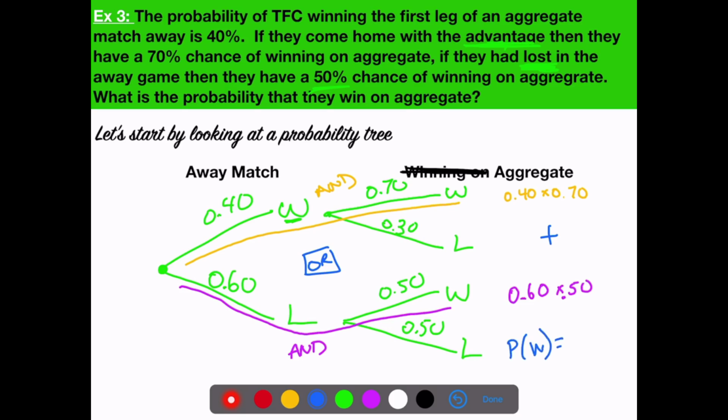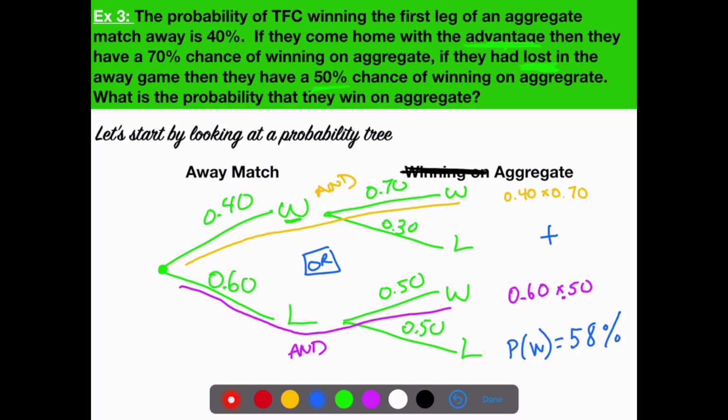So the overall probability of winning, if I whip out my little calculator here, 0.4 times 0.7 plus 0.6 times 0.5 ends up giving us 58%. So they are sitting with a 58% chance of winning on aggregate. And that would be my therefore statement.